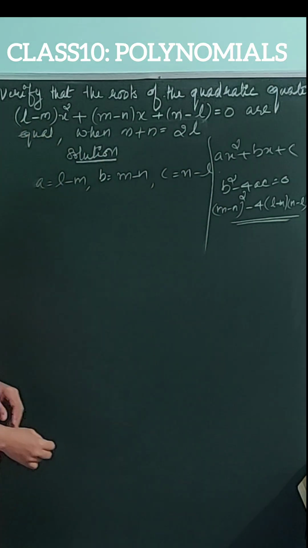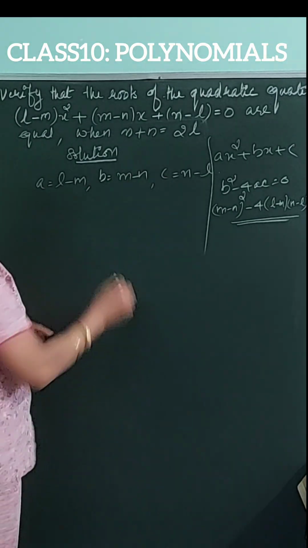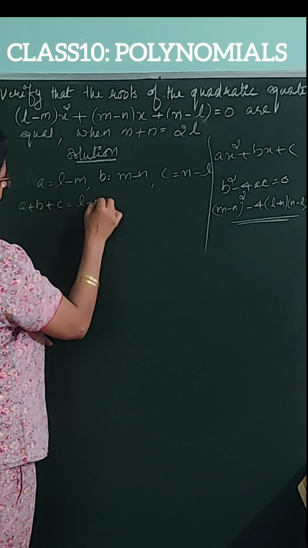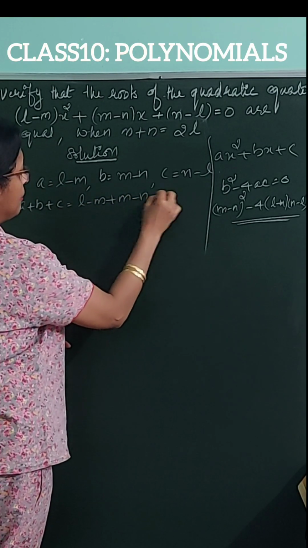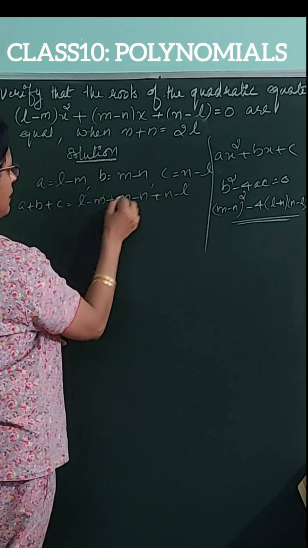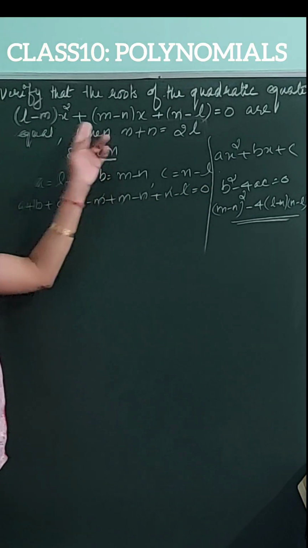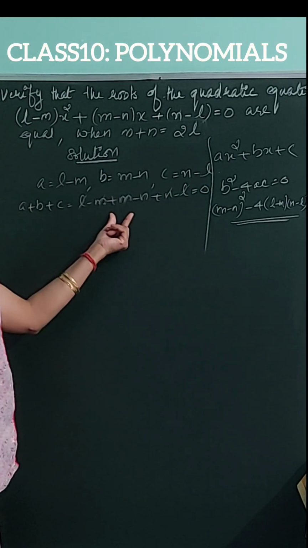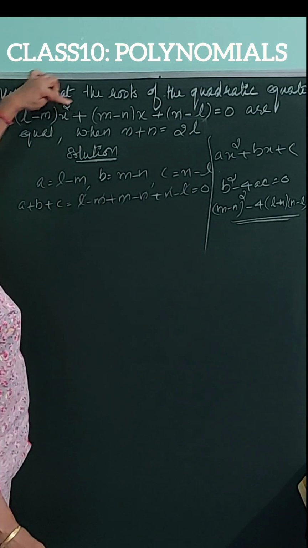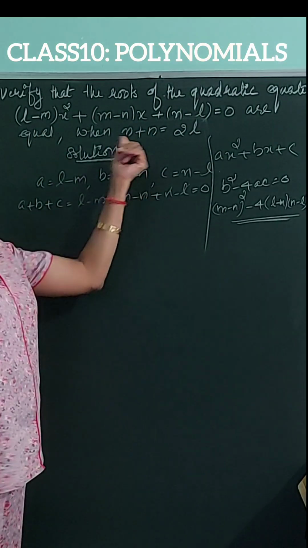But if we carefully look at the coefficients, if we add a, b and c, you can see that a plus b plus c is L minus m plus m minus n plus n minus L. Plus n minus L got cancel, minus n plus n cancel, plus n minus n cancel. The sum of the coefficients of this equation is 0. If the sum of the coefficients is 0, you can see that the value of x we have put here will be 1. That means 1 is a 0 of the given equation.